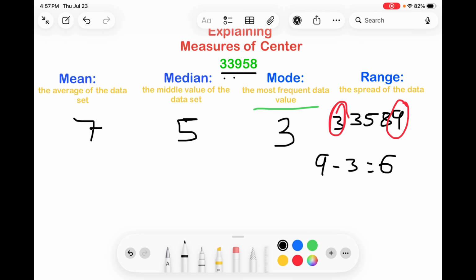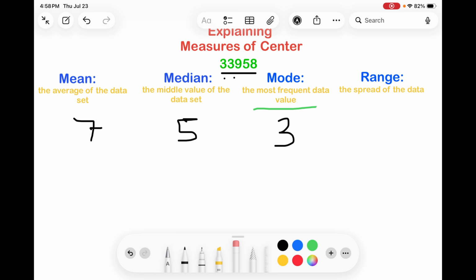So that literally means the range is 6 because all the numbers lie between 3 and 9. It's spread between 6 numbers. So that really helps us narrow it down, because it could be from 1 to 100. It could be from 5 to 50, who knows? But this range really gives you the idea of where the numbers lie. It lies between 6 numbers from 3 to 9. So we got the mean is 7, the median is 5, the mode is 3, and the range is 6.